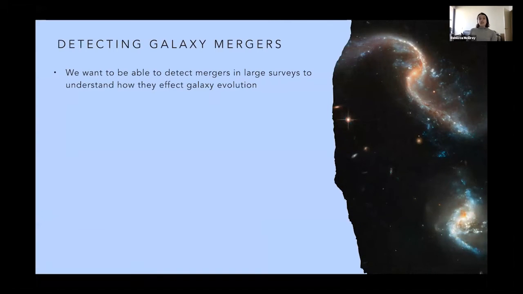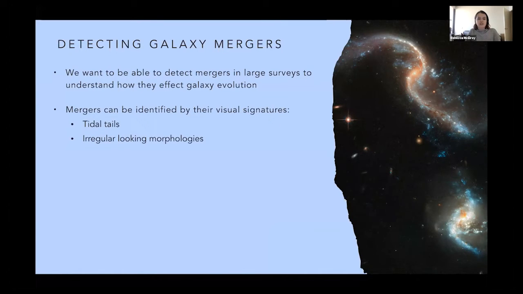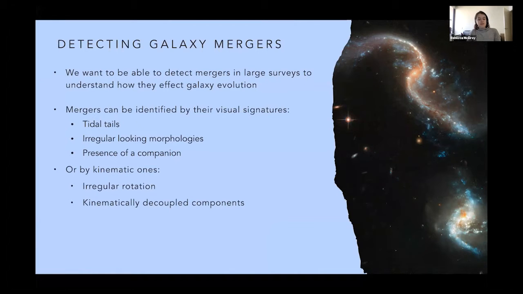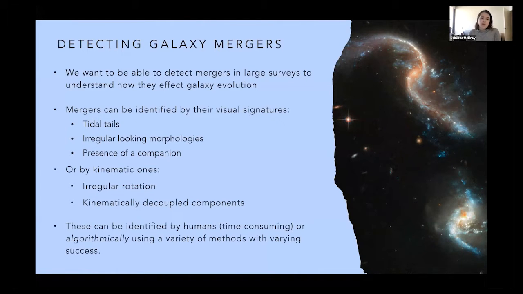So firstly, we want to be able to detect galaxy mergers because they're very important in galaxy evolution, and we want to be able to detect them in large surveys to understand how they impact galaxy evolution. Usually mergers are easily identified by their visual signatures, as you can see in the image on this slide. Things such as tidal tails, irregular looking morphologies, the presence of a companion, or alternatively, you can use kinematics and look for things like irregular rotation or kinematically decoupled components. You can either do this by yourself, which can be time consuming, or using an algorithm. There are various, and they have varying levels of success.